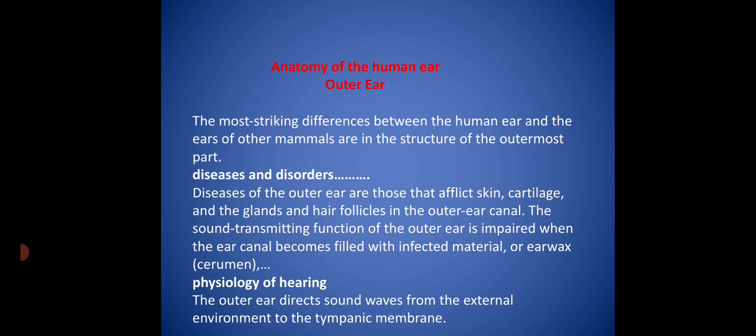Anatomy of the human ear, the outer ear. The most striking differences between the human ear and the ear of other mammals are in the structure of the outermost part. Mammals are animals who feed their young. It just tells you the difference between the human ear and the mammals' outermost structure.